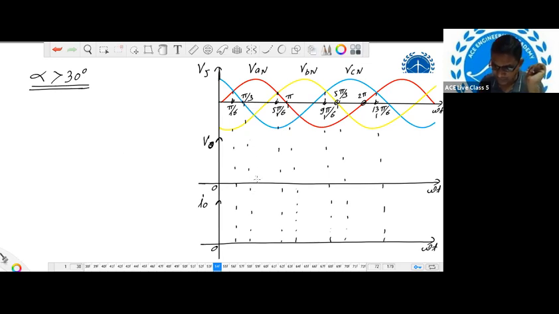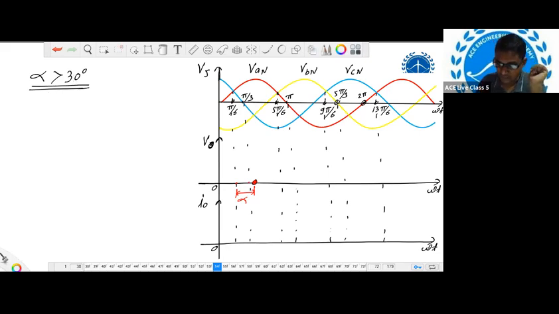So suppose I am applying the gate pulse to thyristor T1 at this instant. What this point indicates, this total indicates your alpha. Yes or no, right? You can check from this point to this point, this is 30 degree, and again 30 plus this angle, so that's why it is greater than 30 degree.